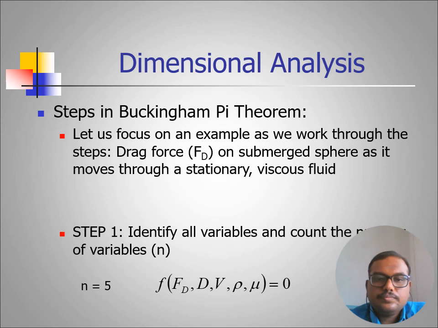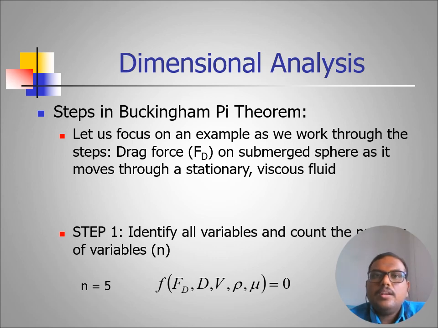The drag force is a function of the sphere having a diameter d, velocity v, density rho, and dynamic viscosity mu. These are the variables we need to take into account for solving the problem. Here you can see that Fd, drag force, is a dependent variable, whereas diameter, velocity, density and viscosity are independent variables. To solve the problem, you need to consider all the variables, so the total number of variables will become 5.